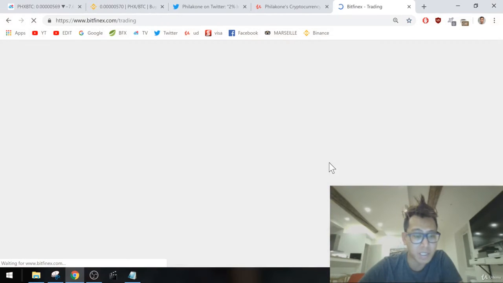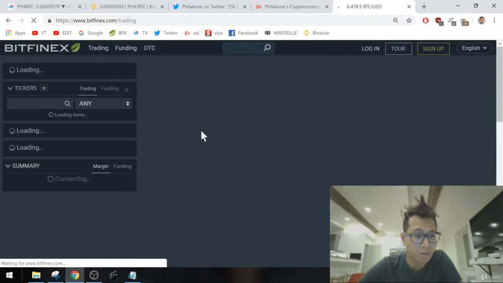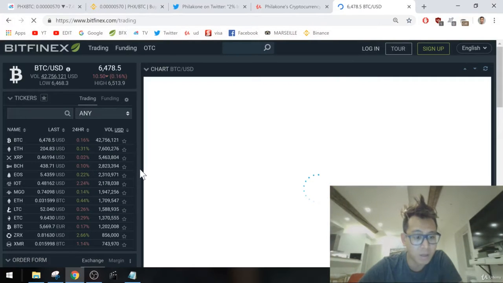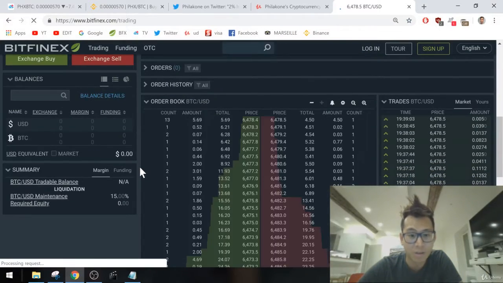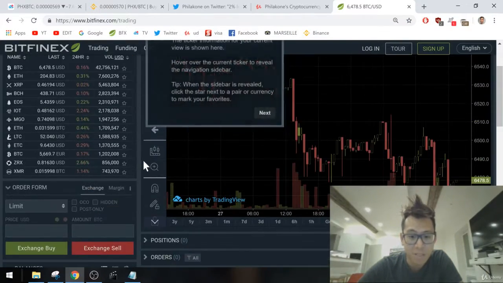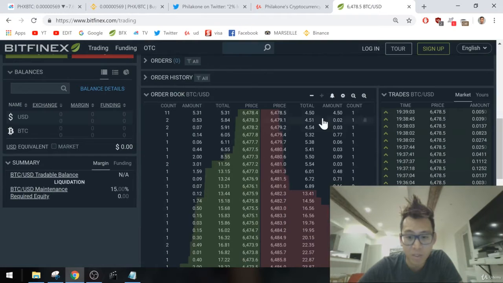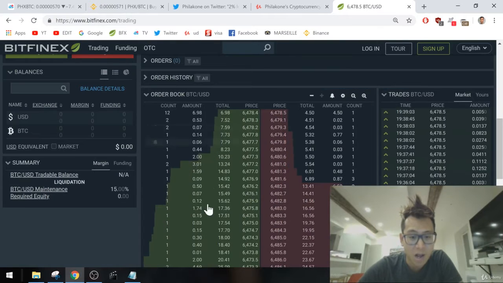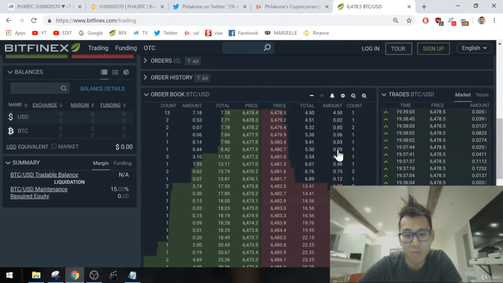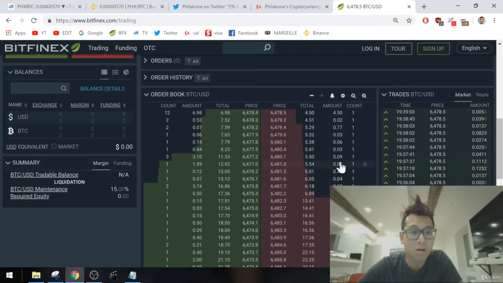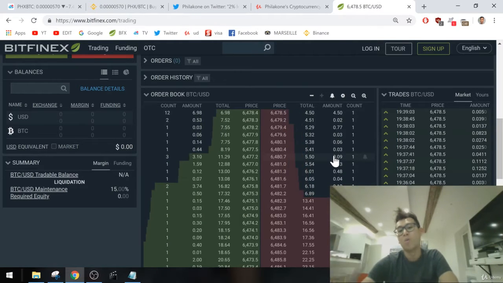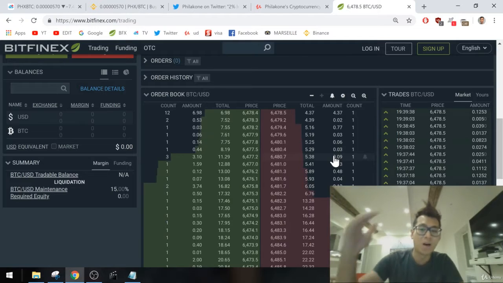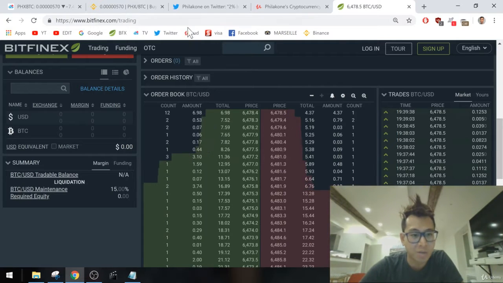On Bitfinex, as an example, I'm not logged into my account, but anyways, we would be scrolling down to over here, and this right here you can zoom in and out. You would use this small button right here, okay, that will give you a visual representation. So the side with a bigger green amount will generally want to take over the side with a smaller amount over here. Think of it like a tidal wave. One side that's bigger will devour the other side that is generally smaller.